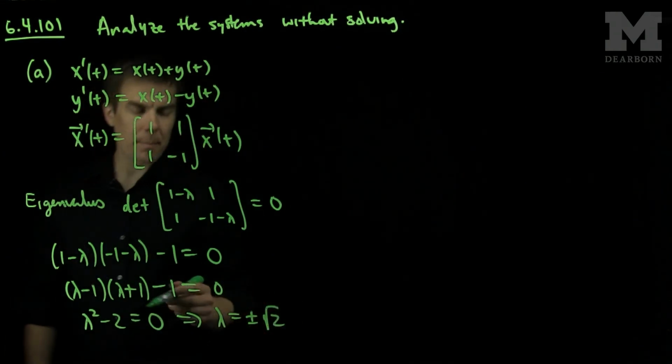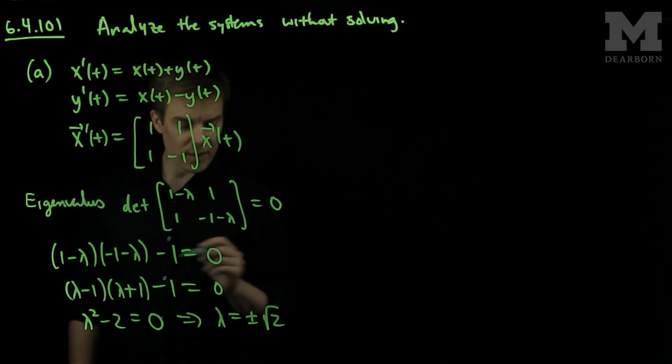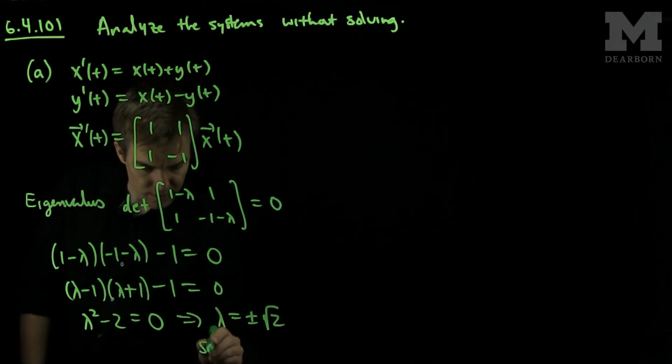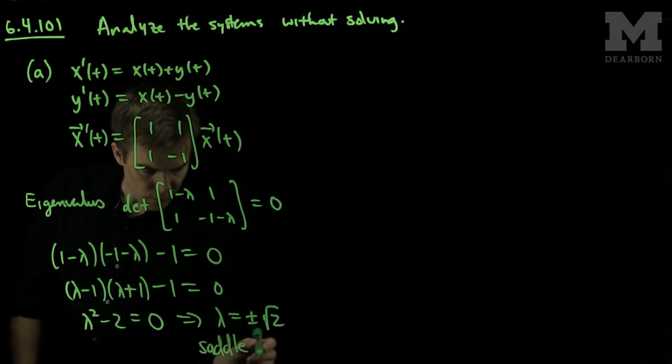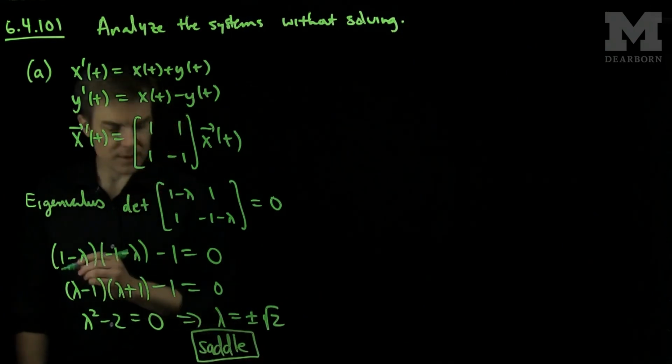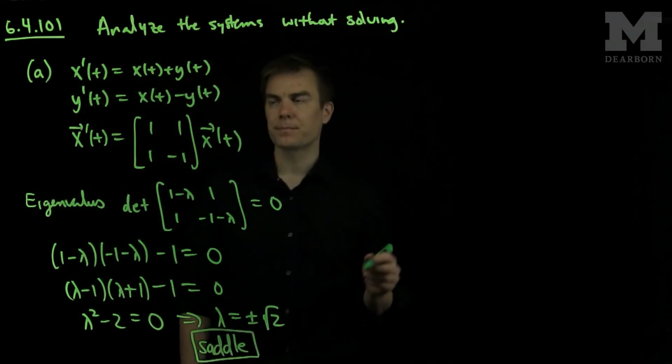So I have equal and opposite. I have one positive and one negative eigenvalue. That tells me that the origin is a saddle point. So we have a saddle system.